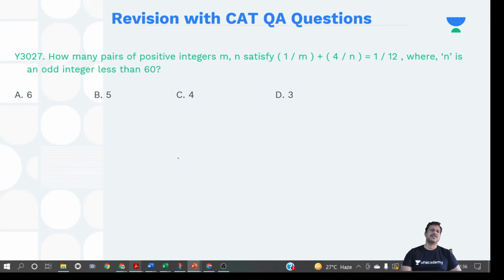So this is our first question. How many pairs of positive integers m and n, please remember positive integers m and n, satisfy 1/m + 4/n = 1/12, where n is an odd integer less than 60? You can write the answer in the chat box. Solve and write the answer in the chat box.